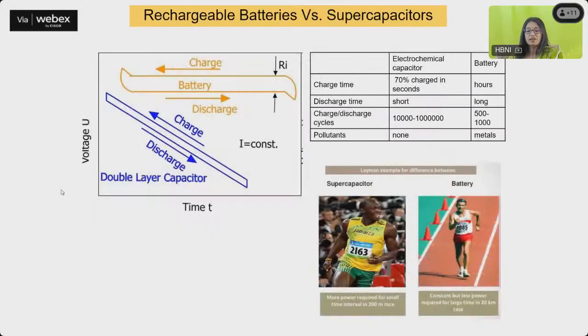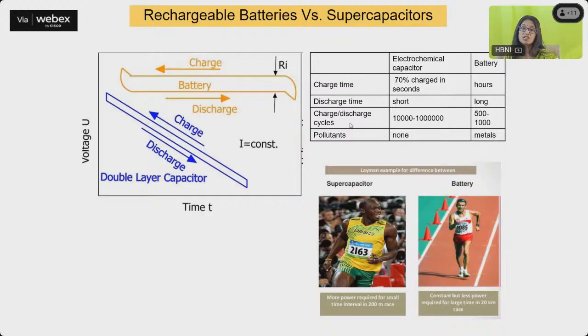Now if you compare a rechargeable battery versus a supercapacitor, the charging time for a capacitor is going to be in seconds, whereas in the case of a battery it is going to be in hours. The discharge time for a capacitor is short, so it gives you a huge burst of energy in a very short time. Whereas a battery will give you a smaller amount of energy, but the discharge time is longer, and it gives you a good amount of energy over a longer period of time.